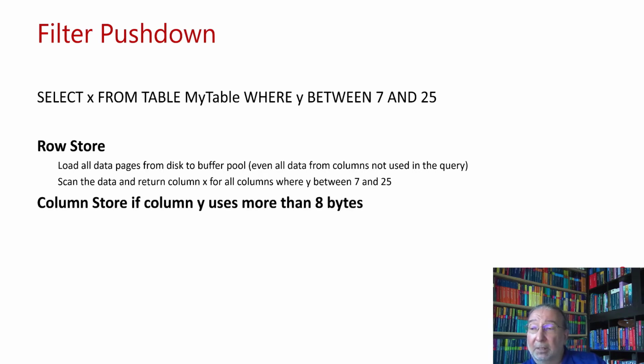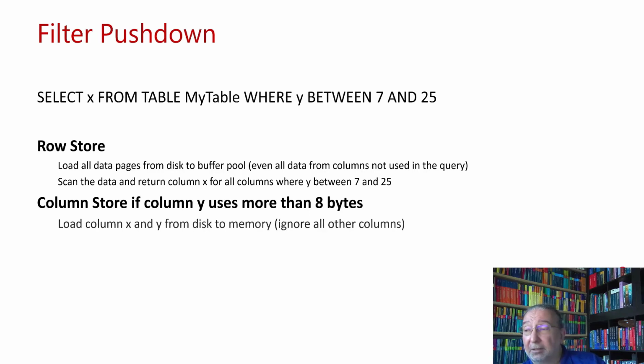If you have a column store that uses more than 8 bytes, this changes to loading just the columns X and Y and doing the same process. We have to loop through all of them and figure out all the Ys and figure out the ones that match, and then pick the X value to return.